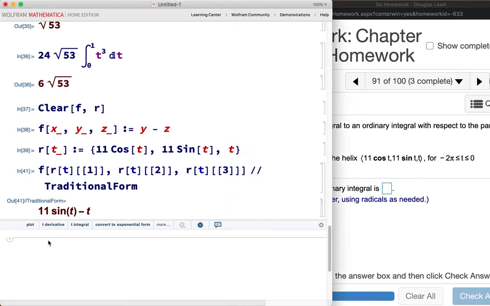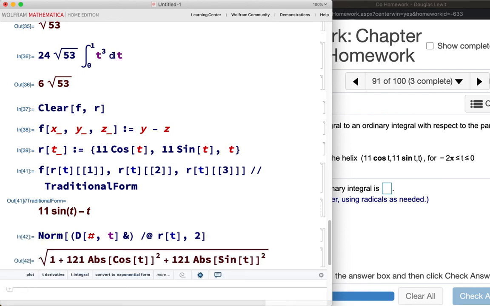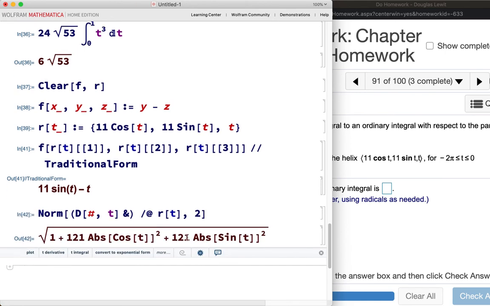Okay, so we're going to take the derivative of each component with respect to t. That's r of t. And just to make sure, I better place this in parentheses. We're going to do the norm of that, the 2 norm, or Frobenius norm. So that's the absolute value. We can see that t is between -2 pi and 0.